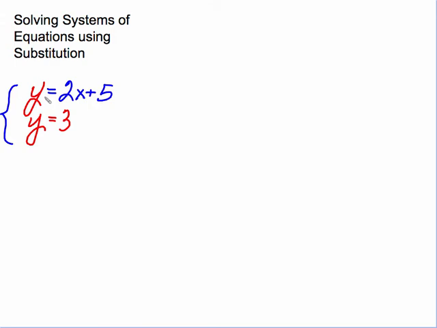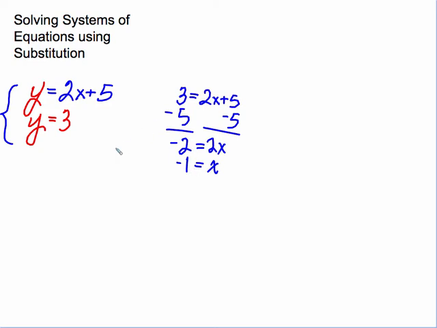So that would look like this. We'd substitute 3 for y, and we would get the equation 3 equals 2x plus 5. We could then subtract 5 from each side, and we would get negative 2 equals 2x, and then divide by 2, and we would get x equals negative 1. And then we, of course, could check by substituting negative 1 in for x. 2 times negative 1 plus 5 is negative 2 plus 5, which equals 3, and that's correct.